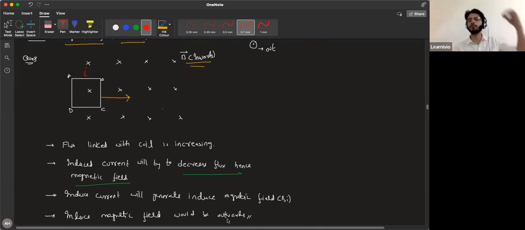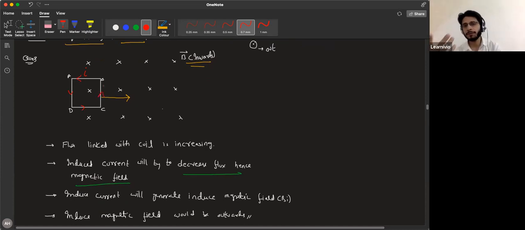Now apply the right hand thumb rule. Just take your right hand and place your thumb in the outwards direction. What's the curvature of your fingers? Is it clockwise or anti-clockwise? Anti-clockwise. The curvature of the fingers will be anti-clockwise. So it tells you that the direction of the induced current is anti-clockwise. This is how we use Lenz's law.